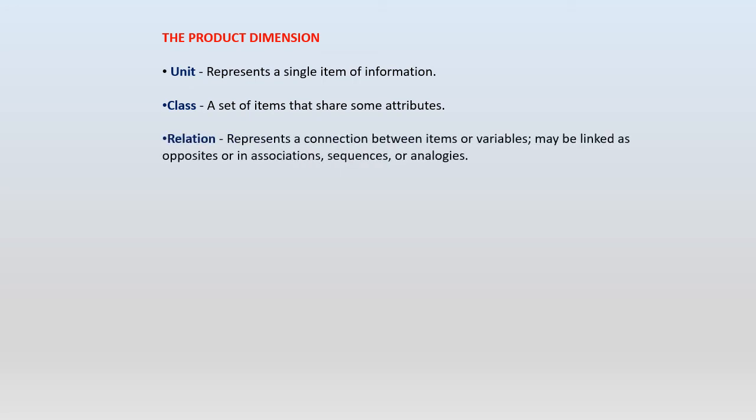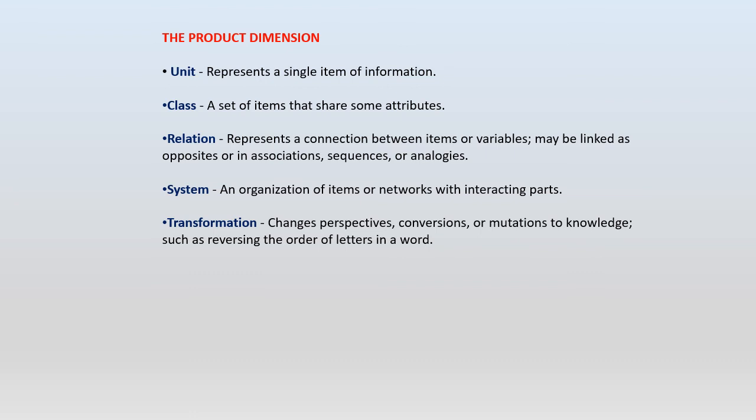Then there is relation, which represents a connection between items or variables, which may be linked as opposites or in associations, sequences or analogies. Fourth one is the system, which is an organization of items or networks with interacting parts. Sixth is the transformation, which is changes, conversions, or mutations to knowledge, such as reversing the order of letters in a word. If you reverse the letters of a word, for example, TAR, tar, then it becomes RAT, rat. That is transformation.